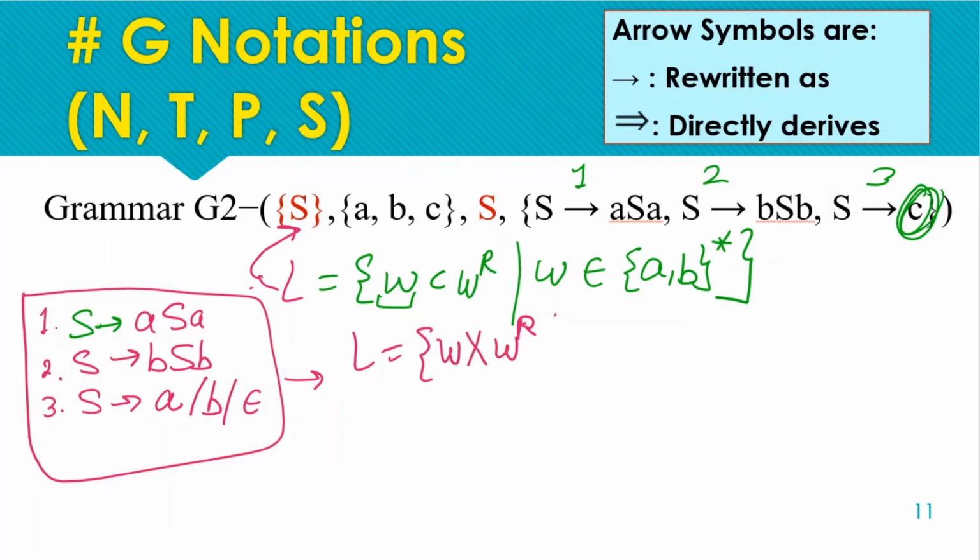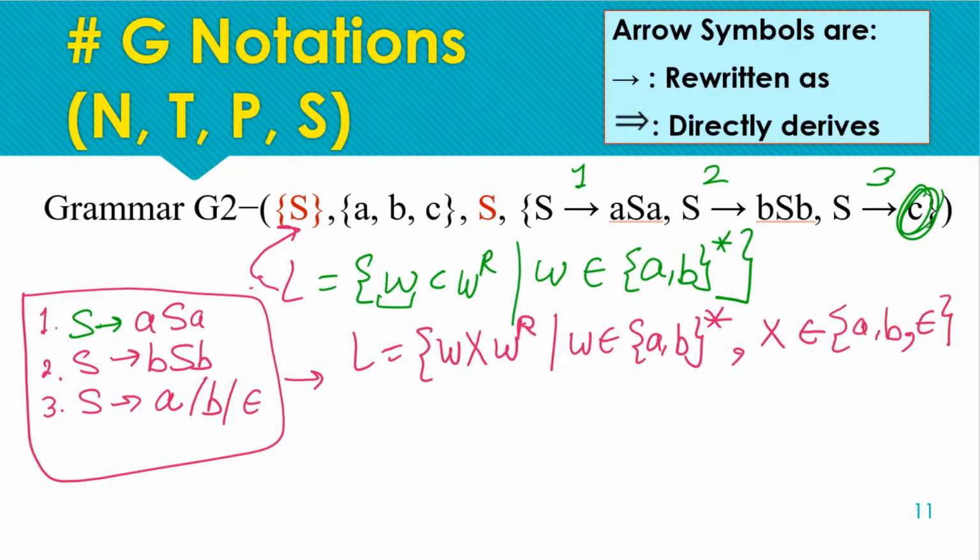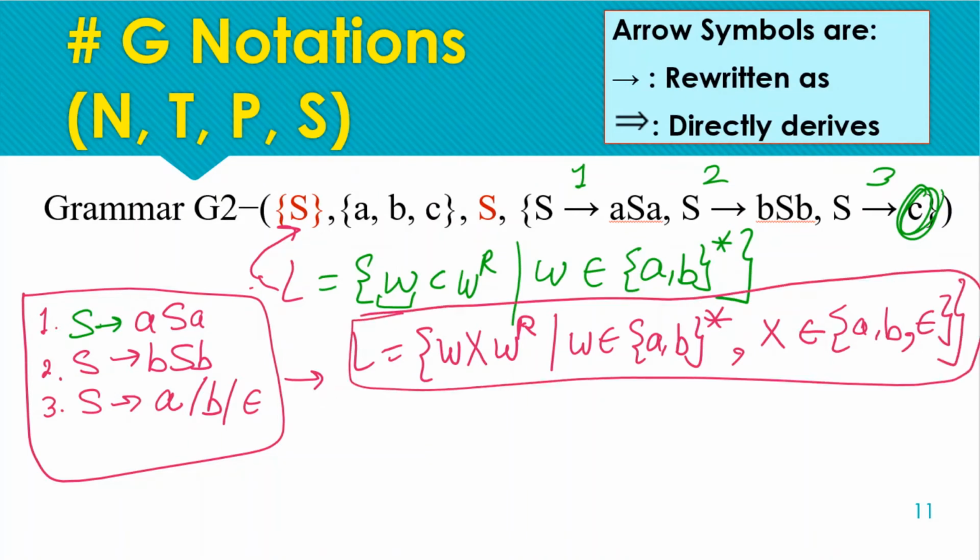Here W is representing a string of A's and B's, and here X is representing either A, B or null. So this is the language for even, or we can say any palindrome. This is the language of any palindrome, meaning we can derive any palindrome out of these production rules. So let's try to find out.